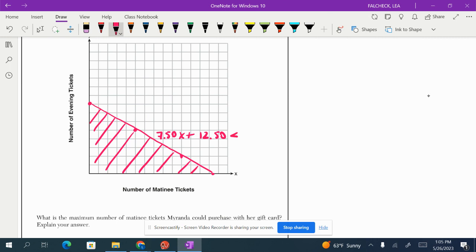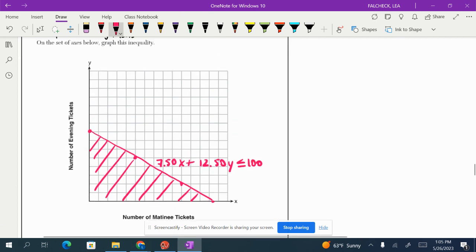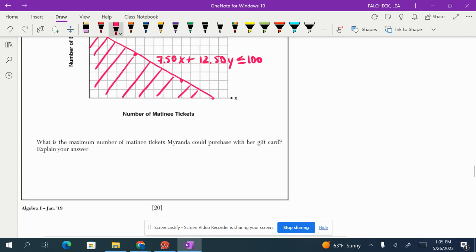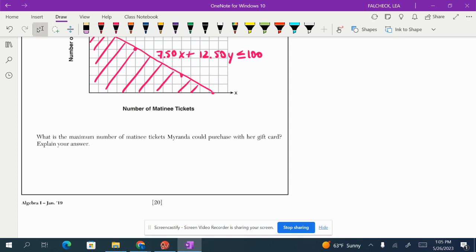And I'm going to just put that right here. I have my inequality all graphed. Perfect. Then it says, what is the maximum number of matinee tickets Miranda could purchase with her gift card? Explain your answer. So I need to state the maximum number of matinee tickets, and then I need to explain.